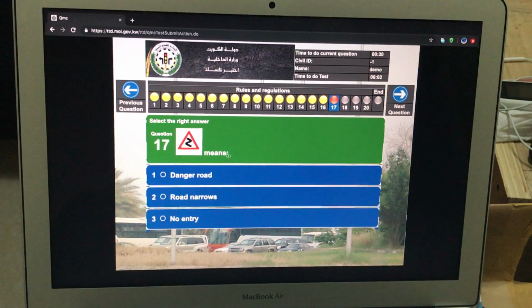Okay. The 17th question is, there is a red triangle with a zigzag sign, that means danger. So you have to find what is the correct answer: danger road, road narrow, or no entry. So it is danger road.